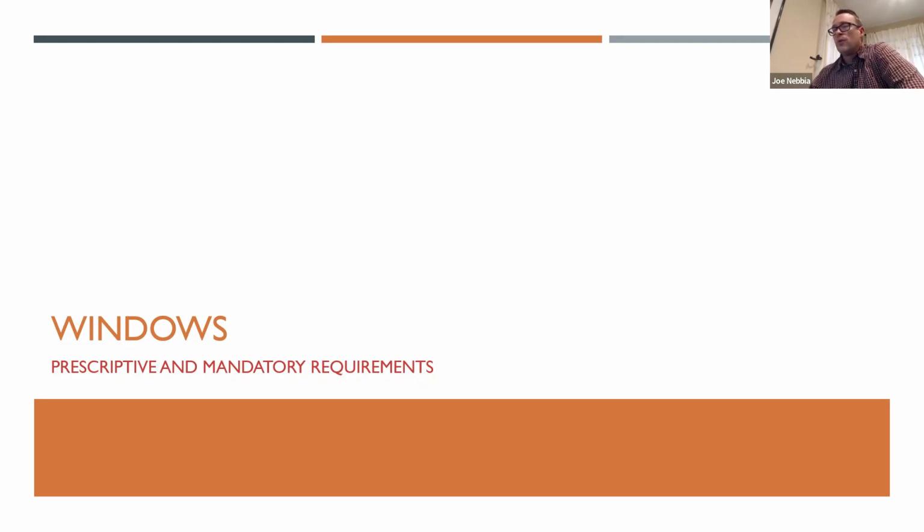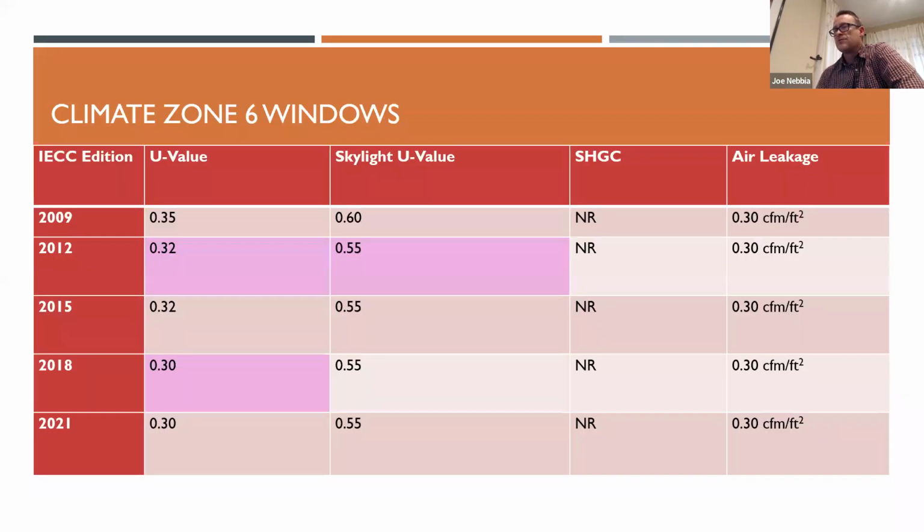So starting off with windows and what's in the prescriptive tables, Climate Zone 6, the purple highlights here are where the code has gotten more stringent through the years. So we see in 2012 a change in stringency where we went from a 0.35 to a 0.32 window. 0.32 window is pretty common now, not too aggressive as far as rigor of the code. We also saw a 0.55 skylight U-value for the first time. So the first column on windows is vertical fenestration. The second one is skylights.